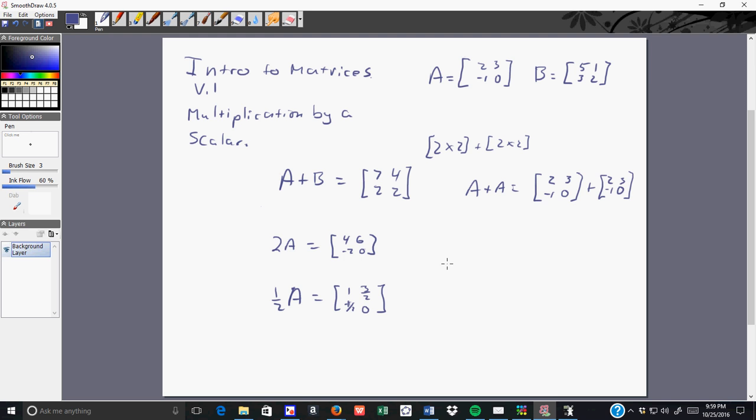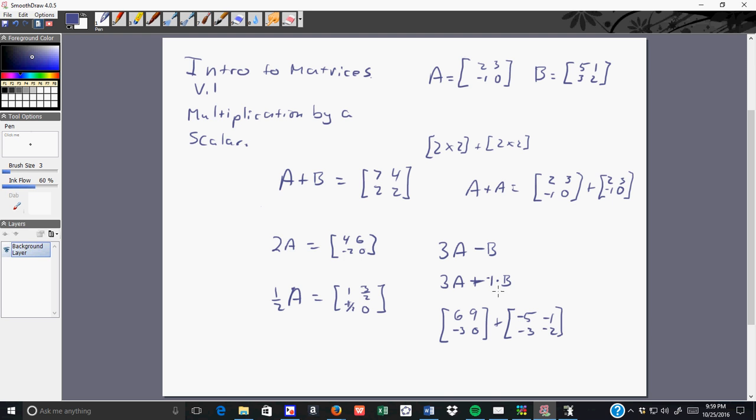And you can always do something like this. We don't say 3A minus B. What this really means is 3A plus negative 1 times B. And so, once again, 3A would look something like this. It'd be 6, 9, negative 3, 0. And plus negative B would be negative 5, negative 1, negative 3, negative 2.